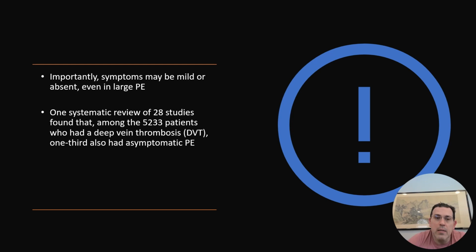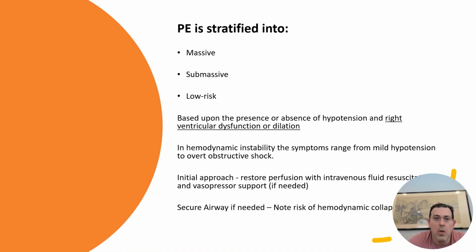So now, again, to hammer this home, because I think that this is an important point here. Importantly, symptoms may be mild or absent, even in large pulmonary embolism. As I mentioned already, but here's the paper, one systematic review of 28 studies found that among over 5,000 patients who had a deep venous thrombosis, one-third also had an asymptomatic pulmonary embolism.